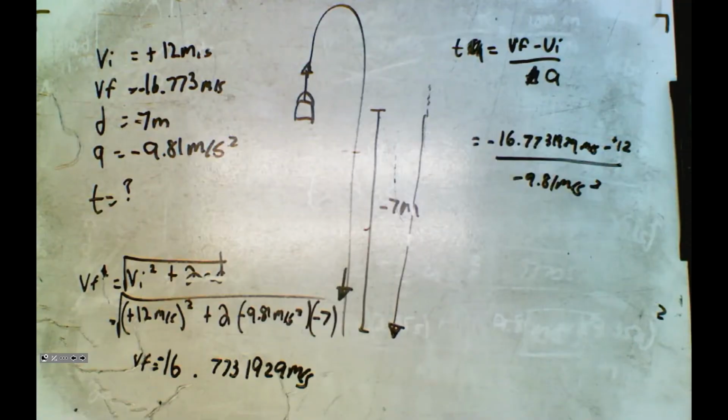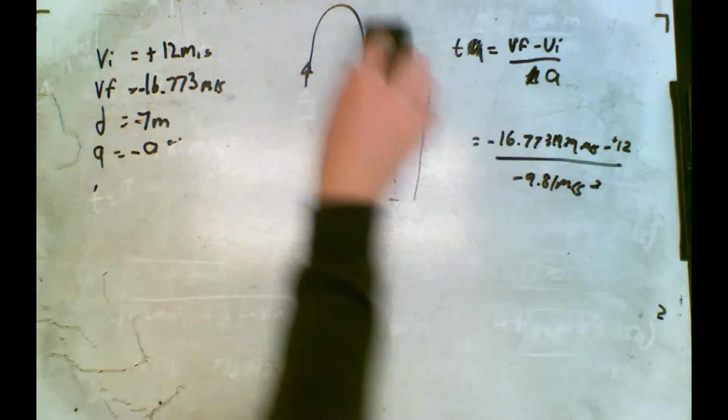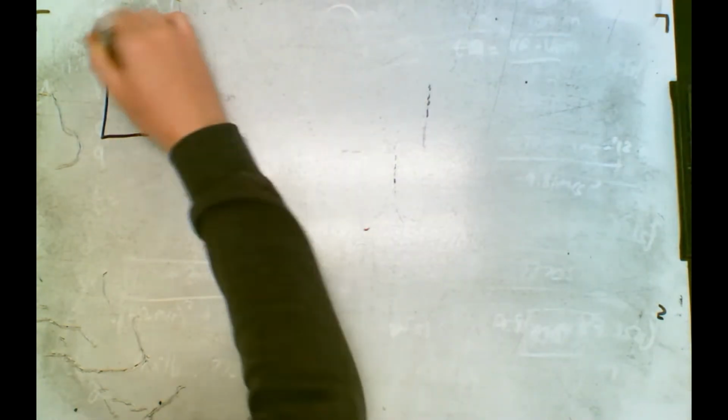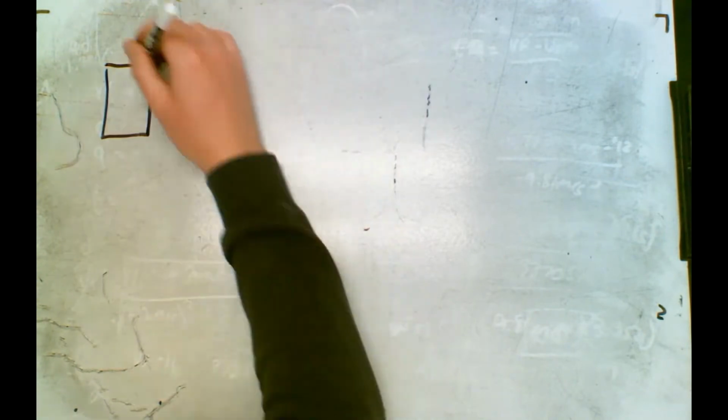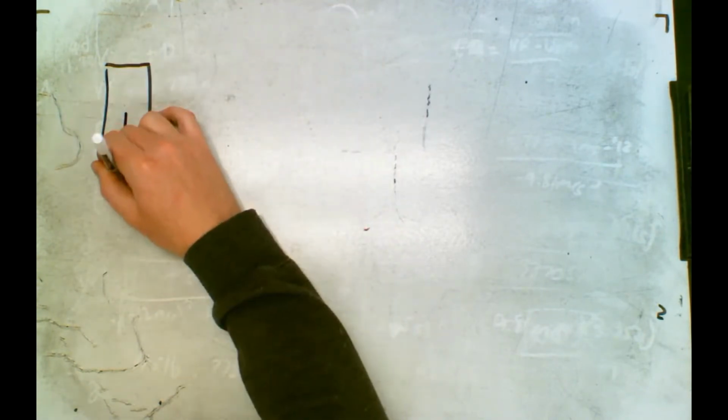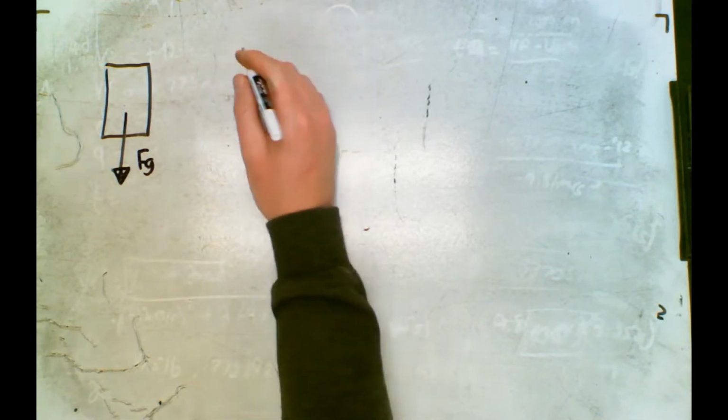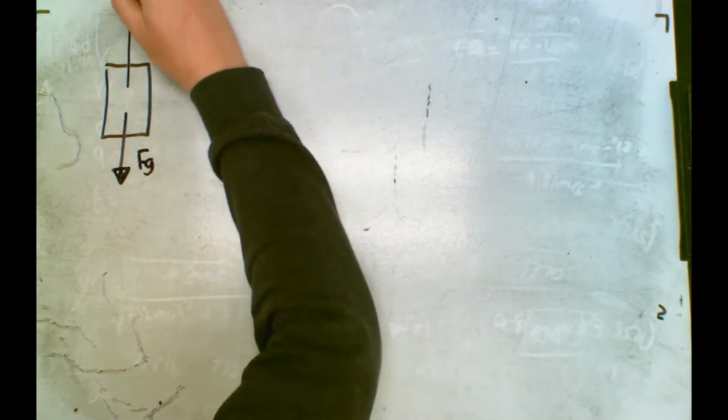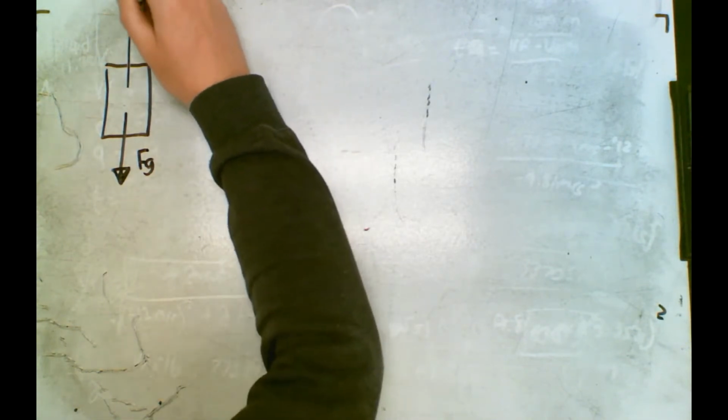So let's switch to this screen. Let's look at this first scenario where the elevator is accelerating upwards at 5 meters per second squared. We have to draw the correct free body diagram. And if we want it to be accelerating upwards, let's draw Fg in here, we need the net force to be upwards as well.